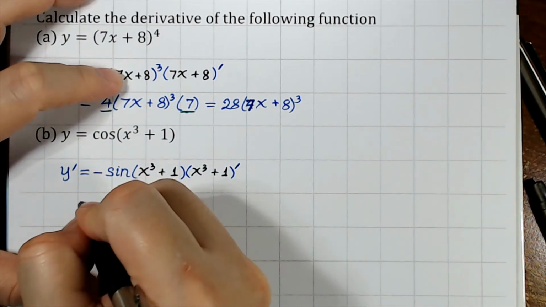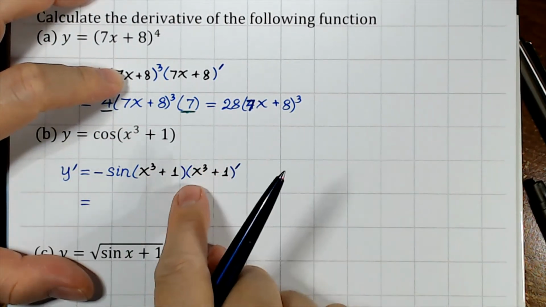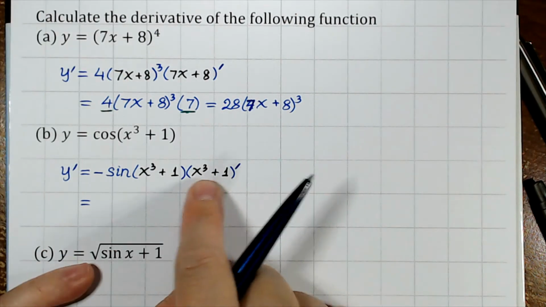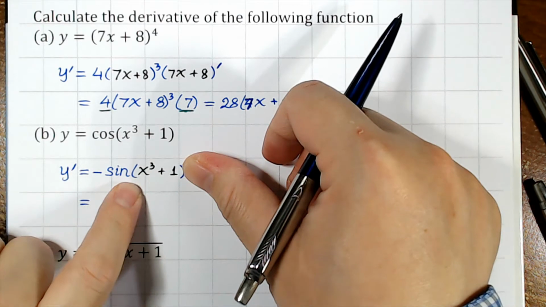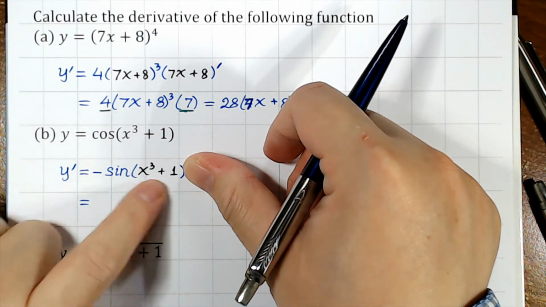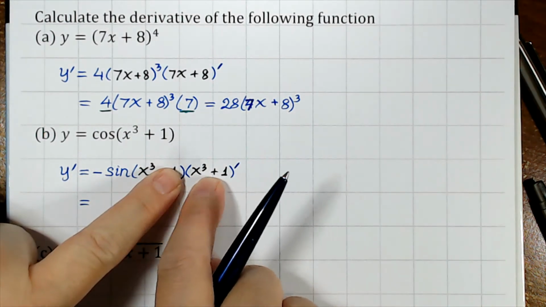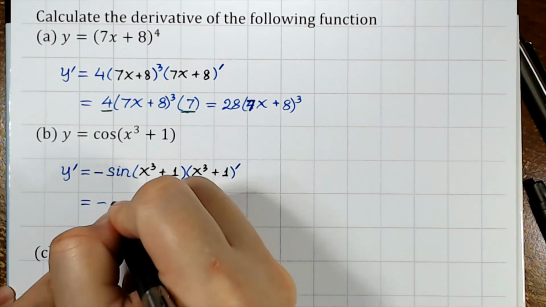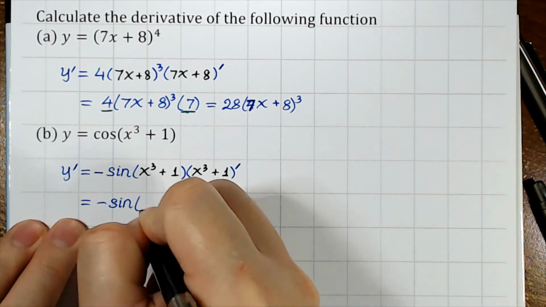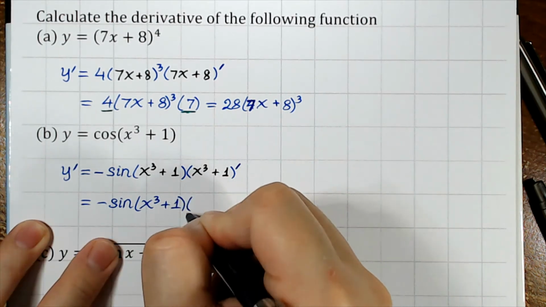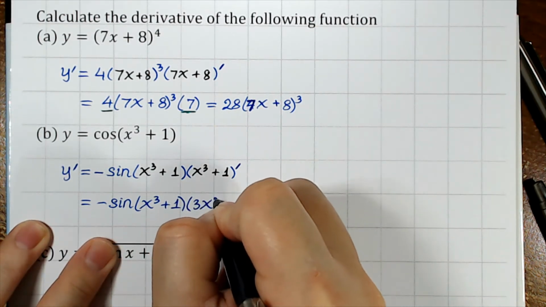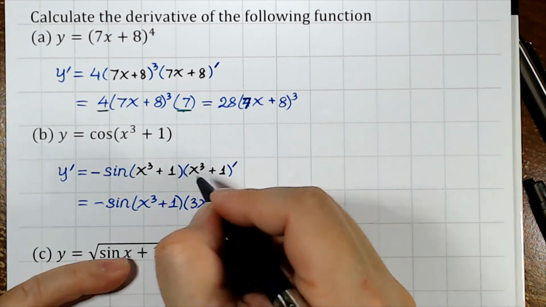Now we take the derivative of x cubed plus 1 only. This doesn't have any derivative in it, so we're done. We just need to take the derivative of x cubed plus 1. So negative sine of x cubed plus 1. The derivative of x cubed plus 1 is 3x squared. And so that's pretty much it.